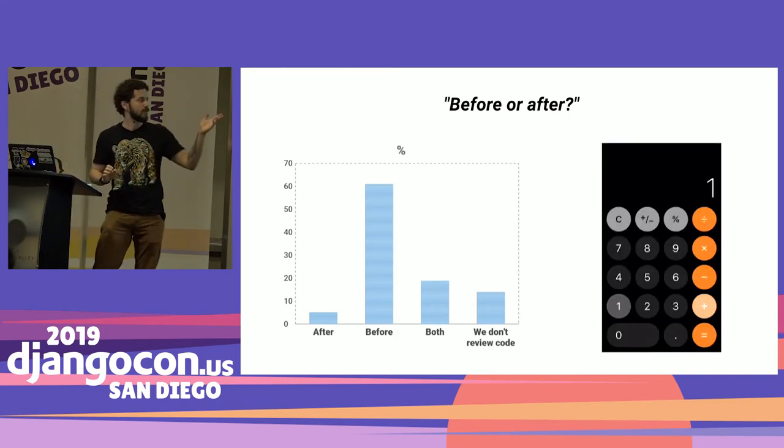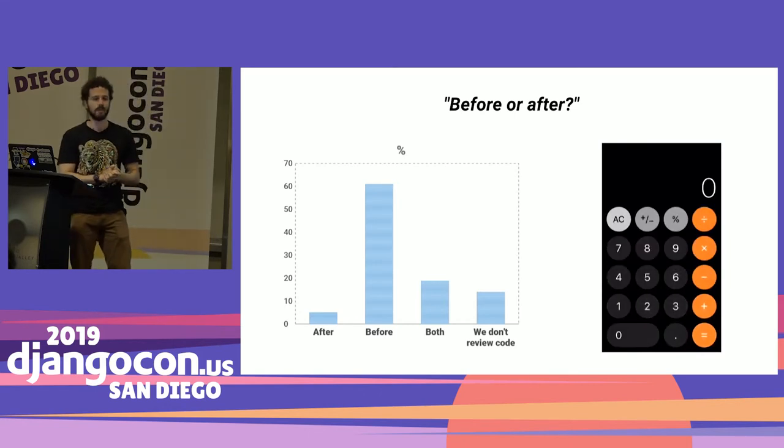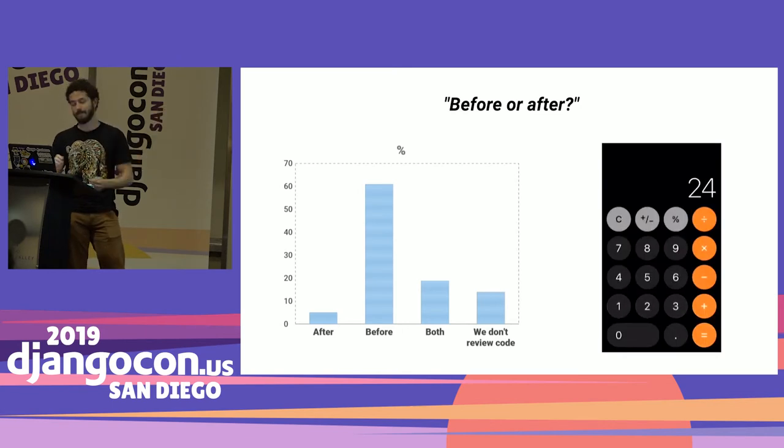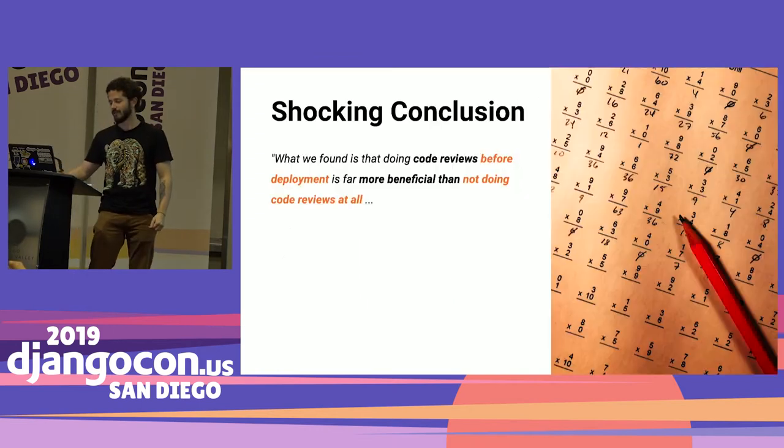And they're probably the ones responsible for this bug. Not sure if you guys are familiar with it. It was the iOS calculator bug where you sum up 1 plus 2 plus 3 and it would equal 24. They probably didn't test it very much, didn't review the code.